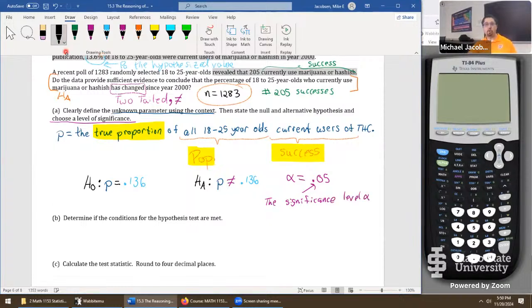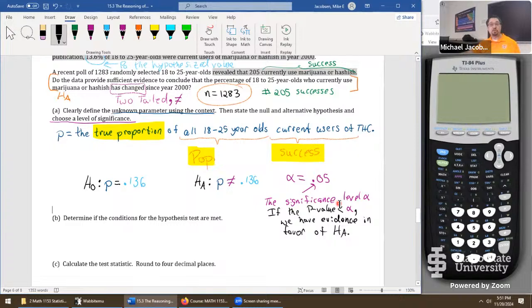Alpha. Let's say even more right here. If the p-value is less than alpha, we have evidence in favor of HA. If it's greater than or equal to, that's the bad outcome. We don't have evidence in favor of HA.